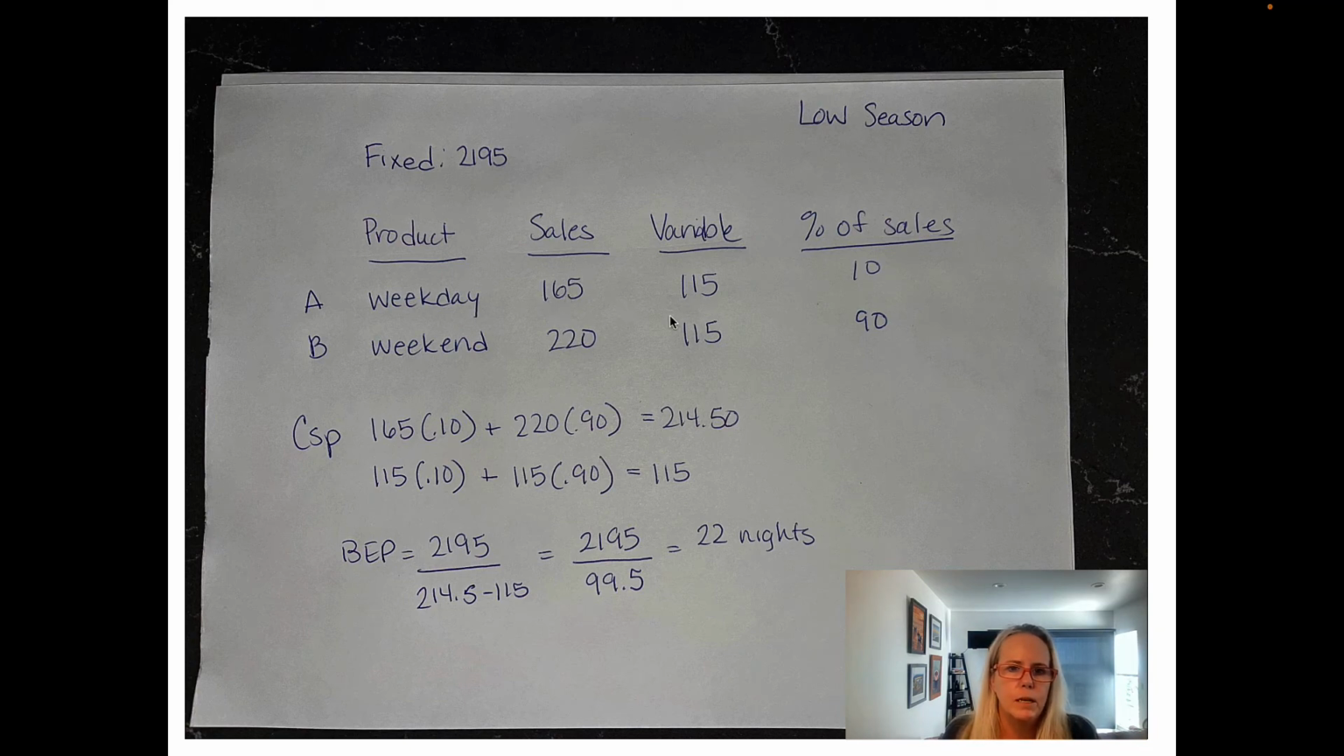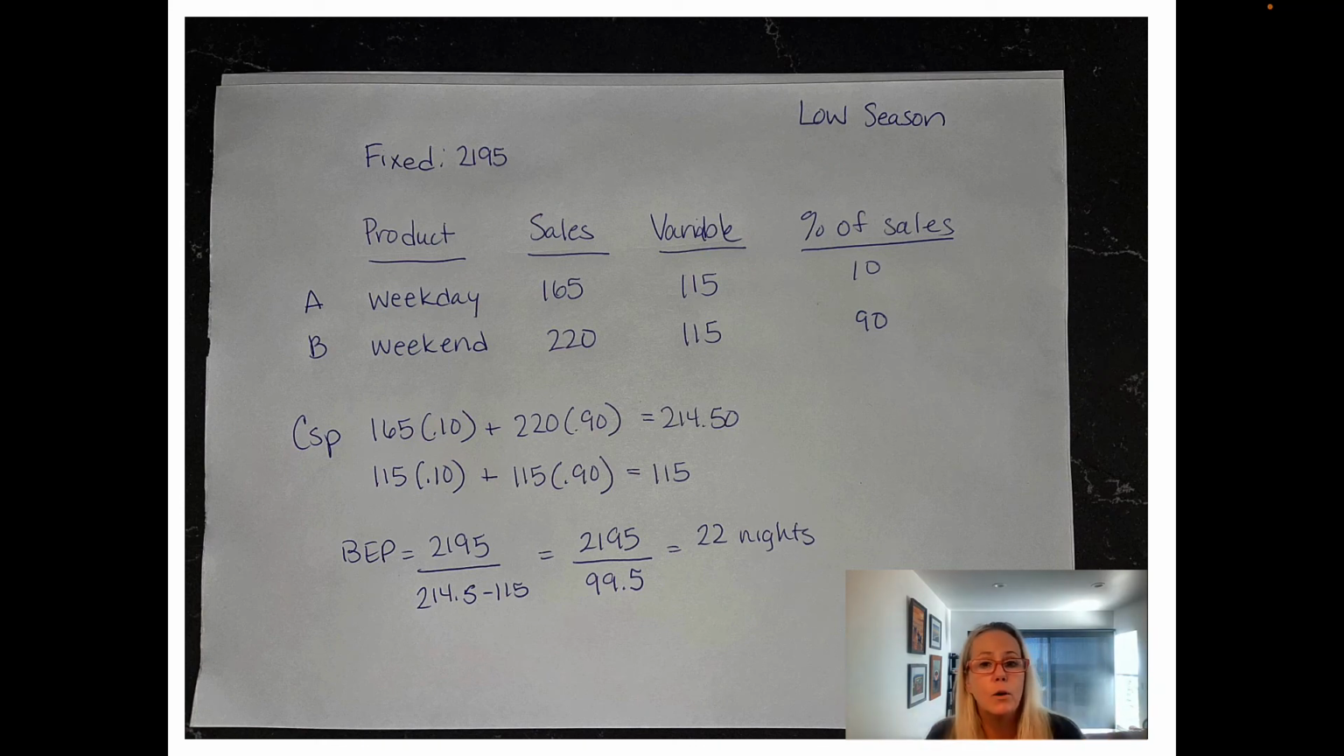Sales price $165, variable cost $115. It's 10% of my sales, so I've got 165 multiplied by 0.10, adding my 220 gives me a sales price of $214.50. And then you can see my variable cost, which when it's the same for each of your products, is just going to be the same. But for some reason, I like to do that. Break even. So I've got my $214.50 minus my $115, which is $99.50 a night. 22 nights during my low season is what I need to break even.